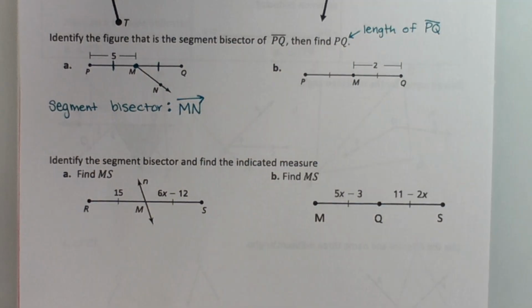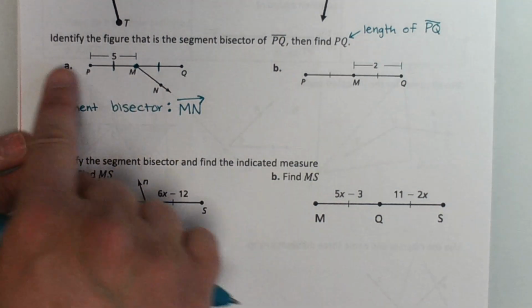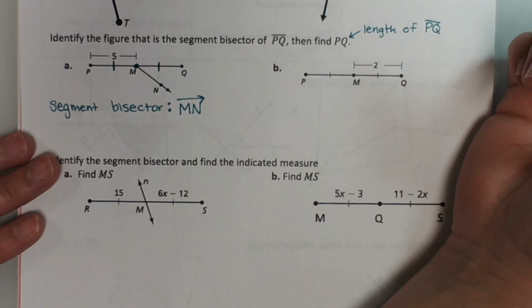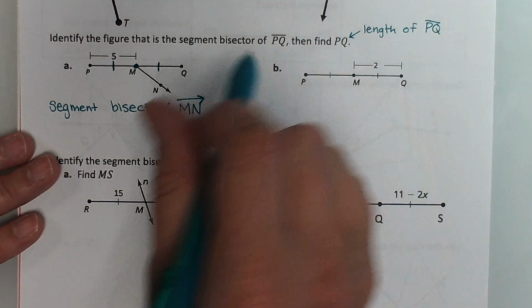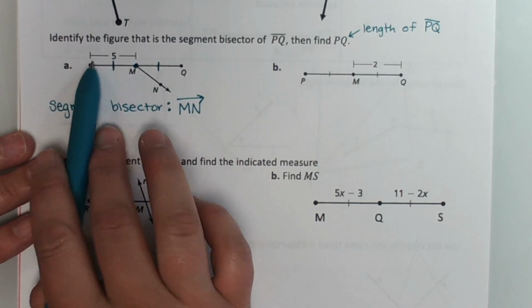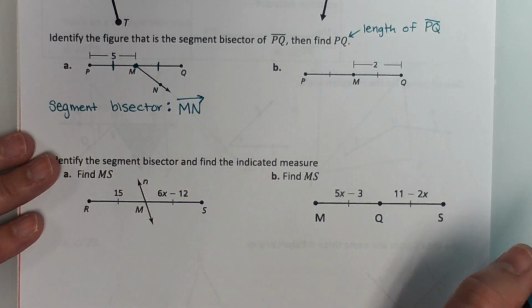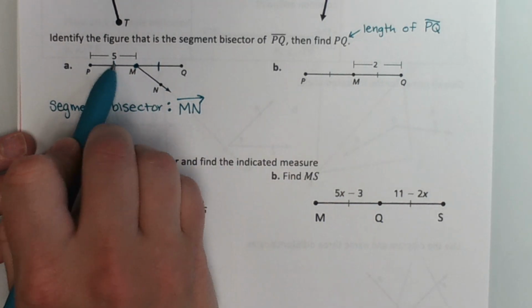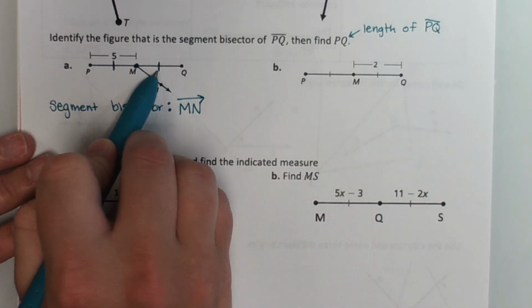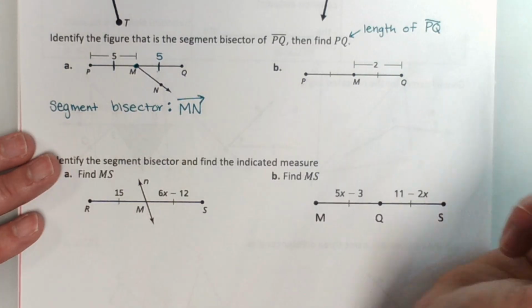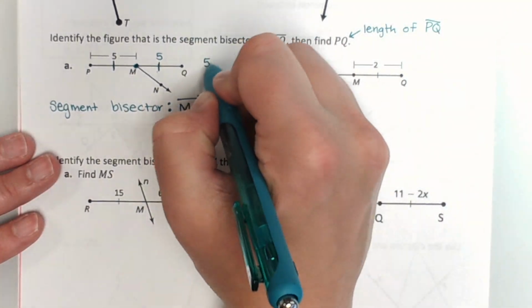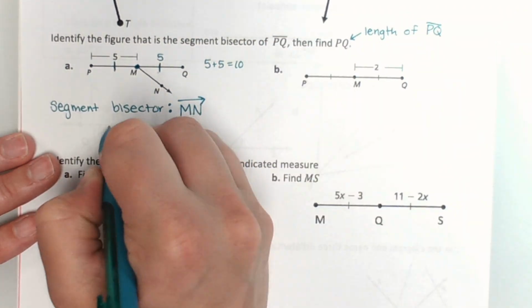Now it also wants us to find the length of PQ. Is PQ the left half, the right half, or the length all the way across? All the way across. The only thing we know is this part's 5. So wouldn't it just be 10? Yes, because if this part's 5 and this has a tick mark, that means this part is 5. Add those two together, 5 plus 5 is 10. PQ equals 10.